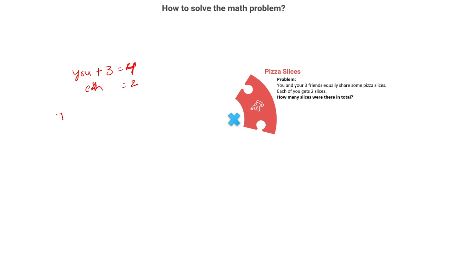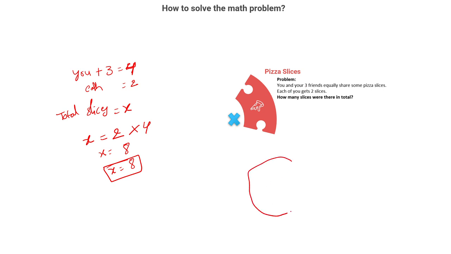So the unknown total slices is x, which is unknown. Now to get total slices, what do you have to do? Each person's slices should be multiplied by how many people there were in total. So total 4, then it becomes 8. This way you get x equals 8, which is the total number of pieces, where you divided these 8 pieces among 4 friends.